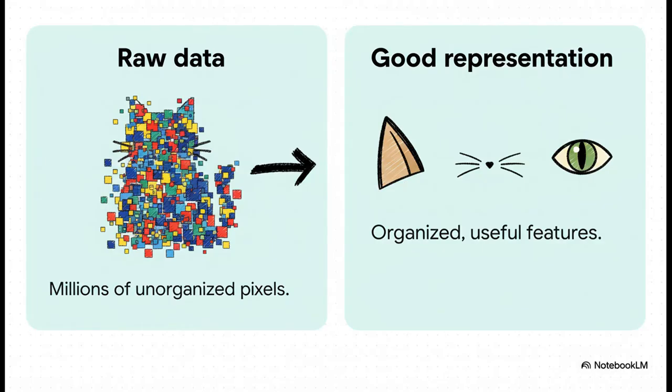On the one hand, you've got raw data. For an image, that's just a giant chaotic sea of pixels, a jumble of numbers that don't mean anything by themselves. But on the other hand, you have a good representation. The machine has actually learned to group those pixels into useful concepts, what we call features. Things like has whiskers, is furry, has pointy ears. Suddenly, it's not just pixels, it's the building blocks for identifying a cat.